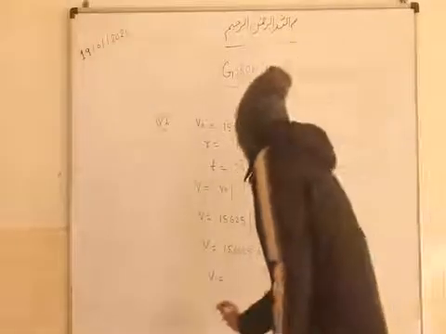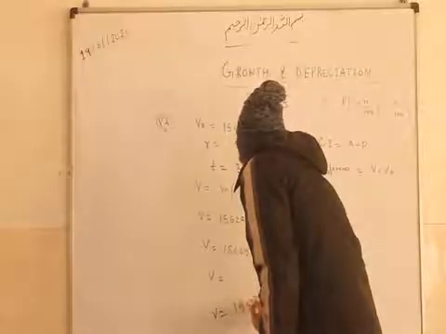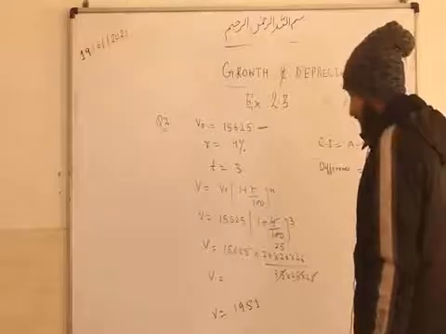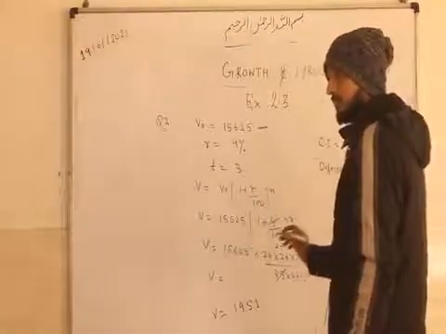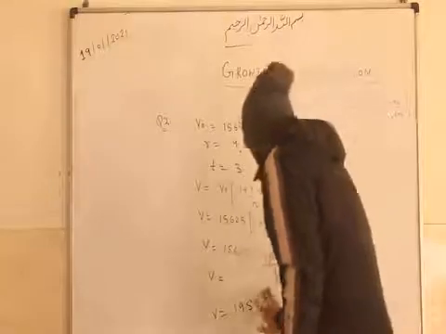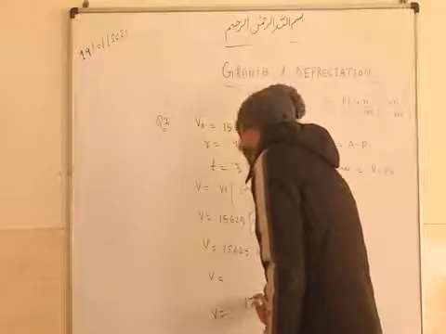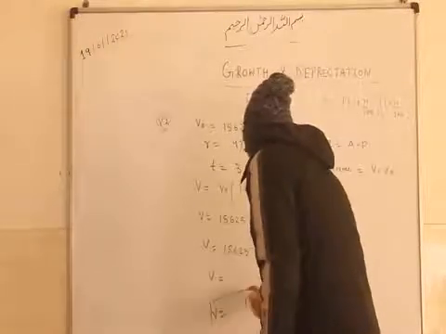So the value coming is not 1951. By multiplying this, it will not come. This will come 17576. Okay, so this is the final value.